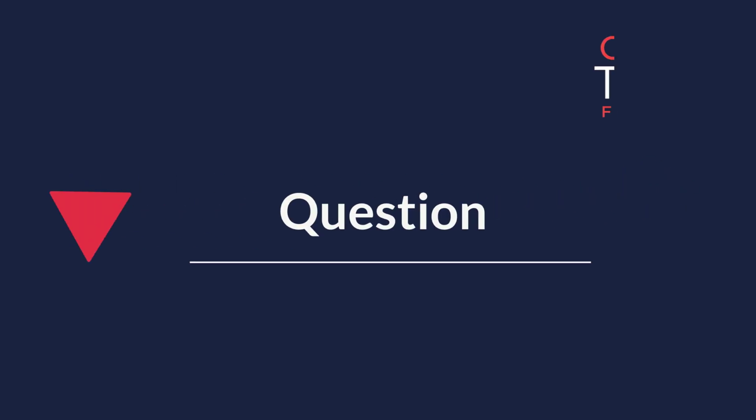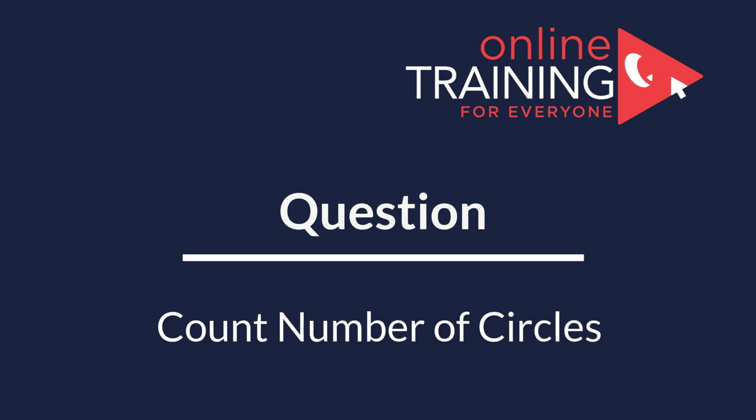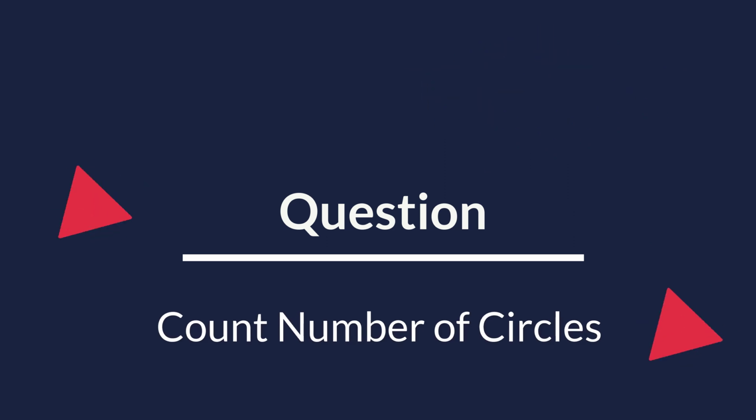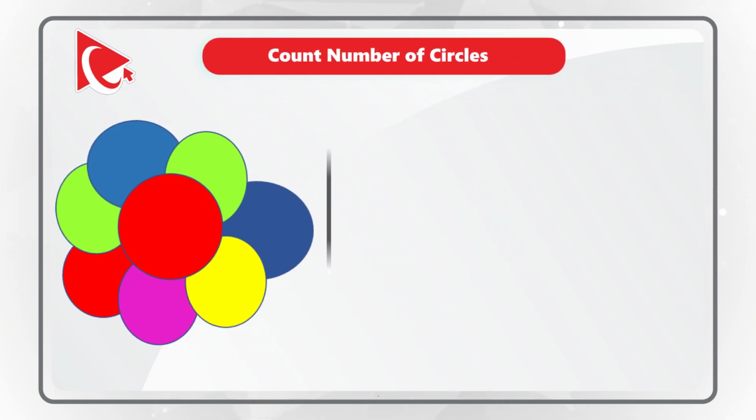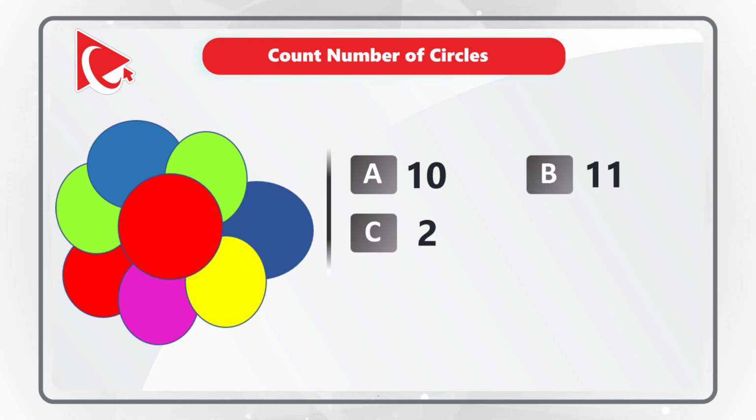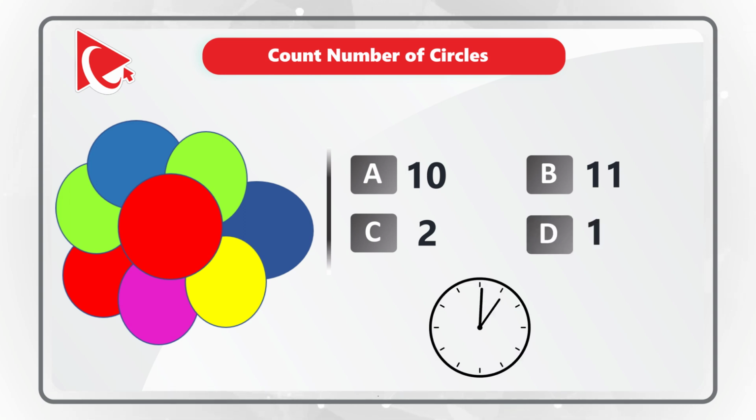In this interesting but tricky question, you need to count the number of circles. You're presented with an unusual shape, and you have 4 different choices based on your selection. Choice A, 10 circles. Choice B, 11 circles. Choice C, 2 circles. And choice D, 1 circle. Give yourself a little bit of time to see if you can count correctly.